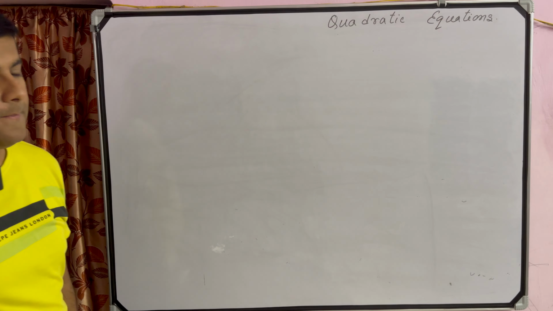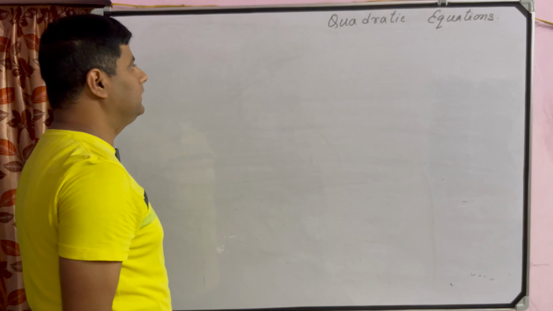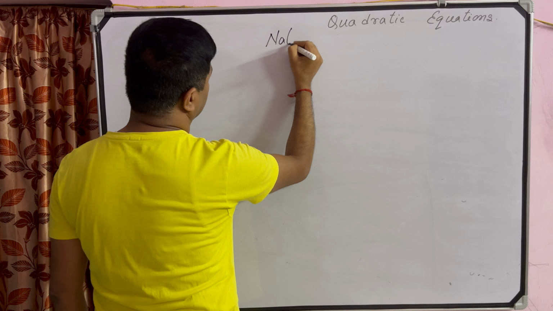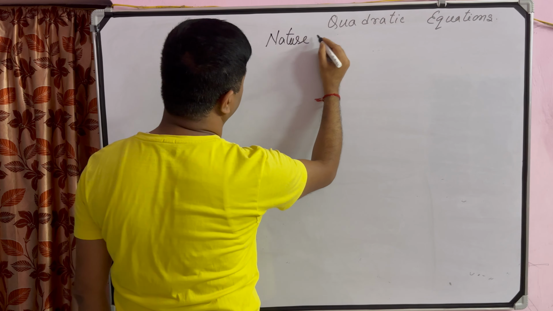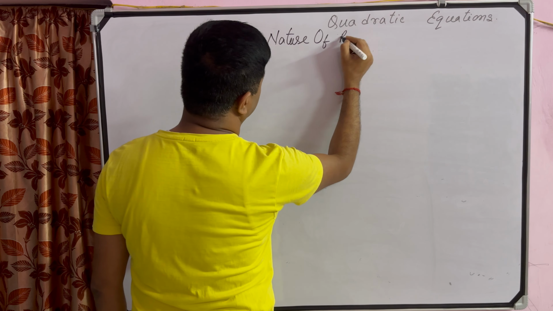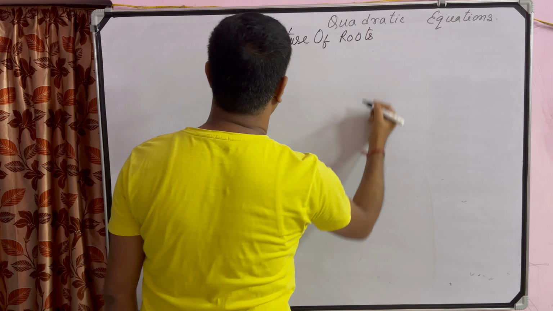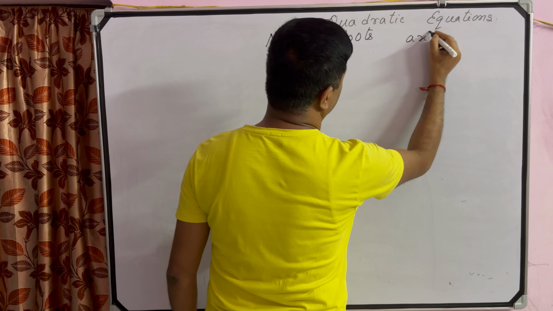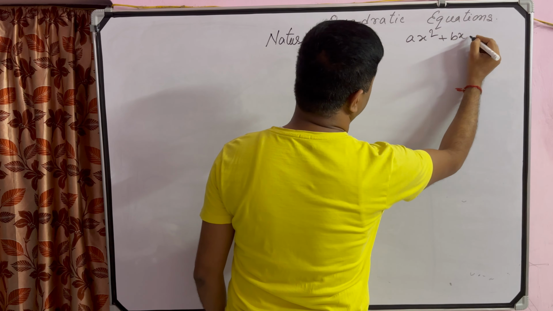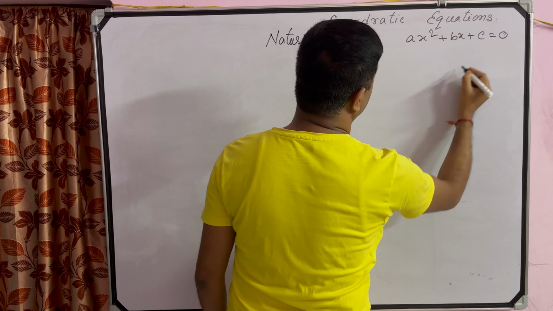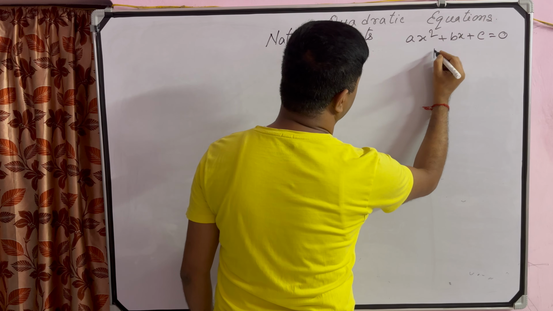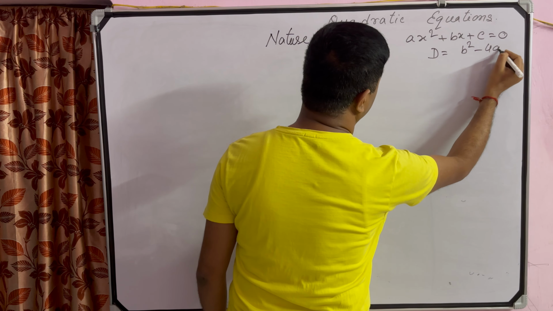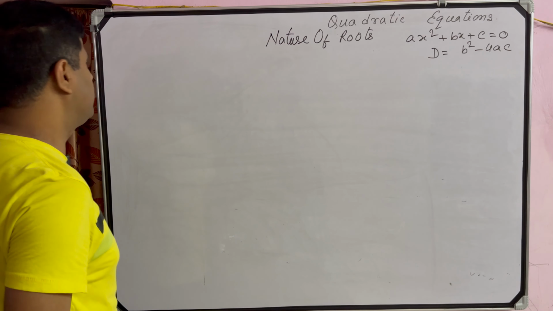If I want to write down the nature of roots in one shot, this can be helpful from your examination point of view. Nature of roots, correct? Then it depends. Suppose ax squared plus bx plus c equals 0 is the quadratic equation. Then we have D, which is called the discriminant, equal to b squared minus 4ac, and we can compare like this.